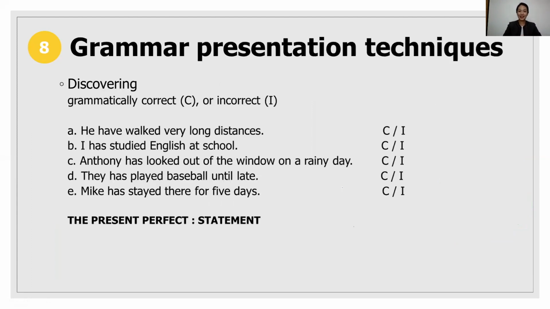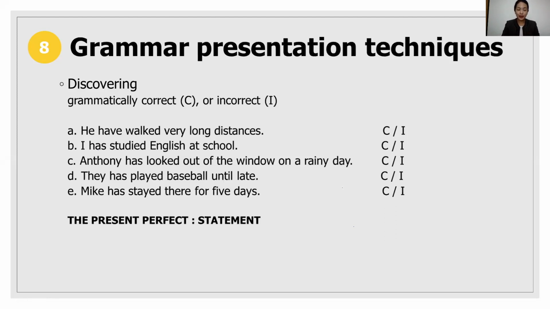Okay, the next one is discovering. Yes, discovering is about grammatically correct and incorrect sentences: make a circle first. So ask your students to answer these A to E and make a circle for each sentence. Sometimes ask for the keys to sum up the grammar. Oh, very good. Yes, you are asking for the keys to sum up the grammar. Yes, I think that's a very good way.